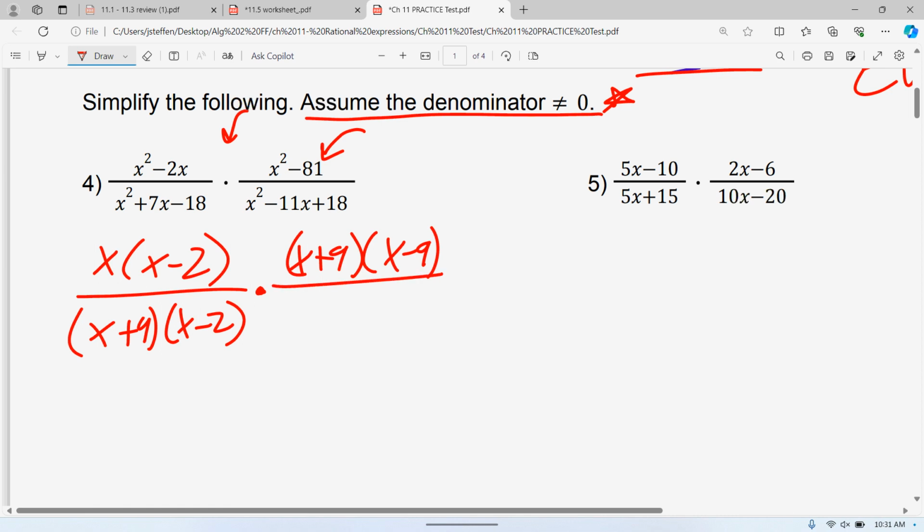Factors of 18 that add up to 11. And x minus. A lot of people mess up the signs. But again, if you double check, -2 times -9 is +18. -2 plus -9 is -11.